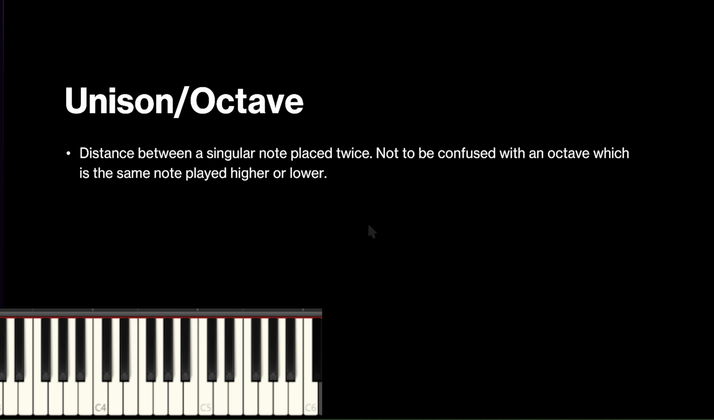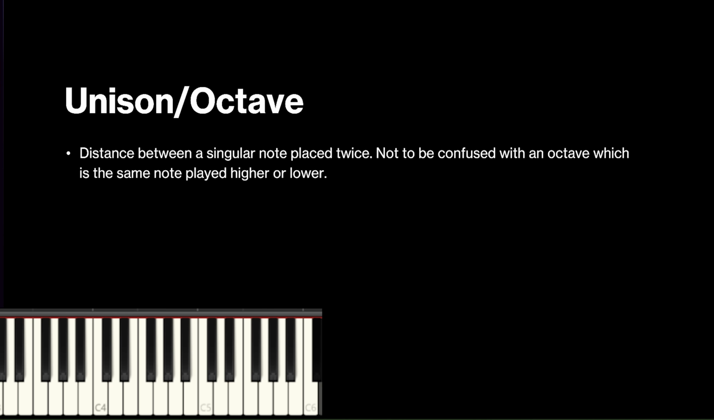Okay, so there's two notes we didn't really mention, and that is the unison and octave. What are these? The unison is the distance between a singular note placed twice. So this is a unison note. This is a unison interval. Notice how it's the same note played twice. But this is not to be confused with an octave, which is the same note played higher or lower on the keyboard. So this is a unison, and this is an octave. That's an octave lower, or an octave higher.